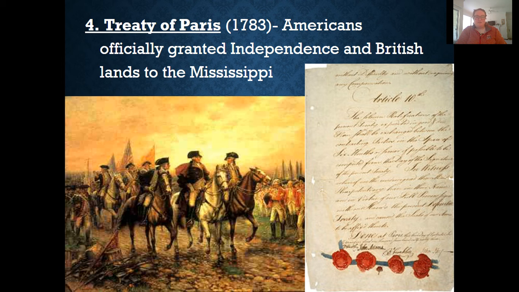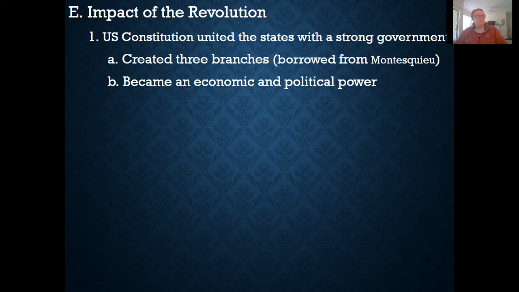And then you have the Treaty of Paris. In 1783, the Americans officially were granted independence and British lands to the Mississippi. So that means they got a huge chunk of what we now call the United States from Great Britain.